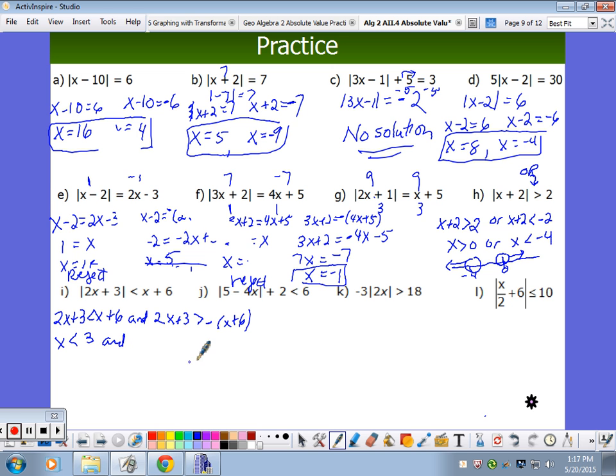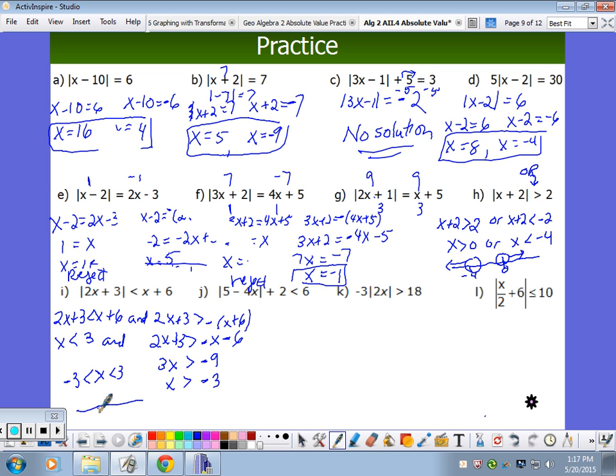And, gotta expand this guy a little bit. x plus 3 greater than, by distributing that negative. So, add that x here, you get a 3x. Subtract that 3 over here, you get a negative 9. So x bigger than negative 3. So x is less than 3, but it's bigger than negative 3. So x is between, but does not include, negative 3 and 3.